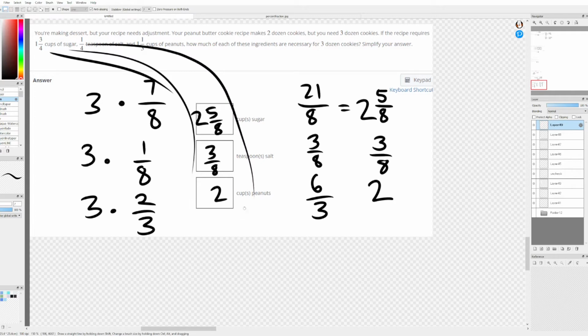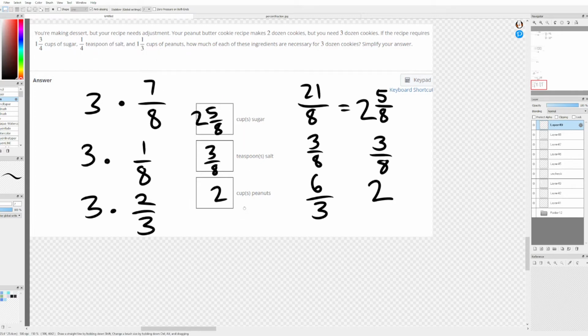Yeah. These are just tricky because there's a lot of things that you need to do. But once you break them down into simpler steps, it's easier to handle and easy math.